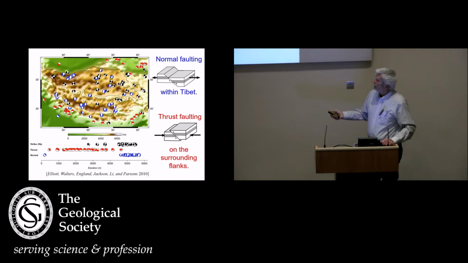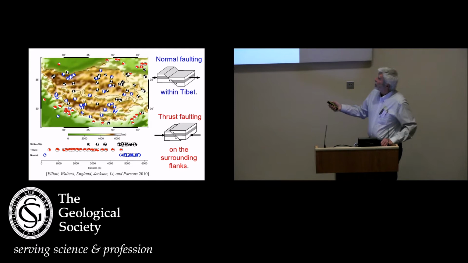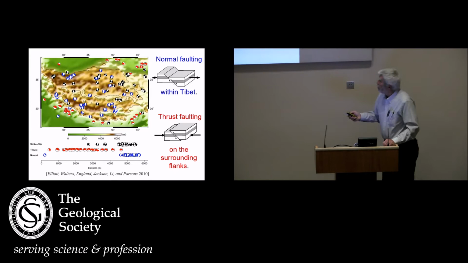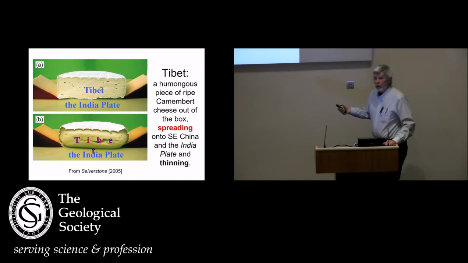So what's happening is that the Tibetan plateau is spreading apart where you have high elevations, and these surrounding margins are undergoing crustal shortening. So if this is too complicated for you, let me give you a homely analogy. Tibet is just a humongous piece of camembert cheese. It's out of the box now. It's spreading out onto the Indian plate and spreading out, and it's undergoing thinning right now.